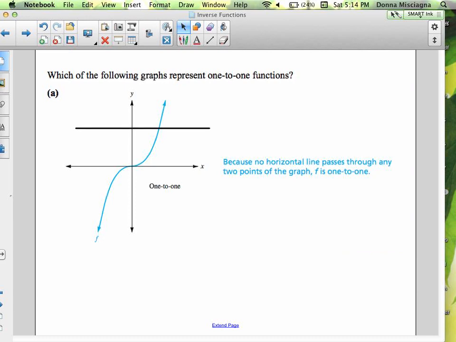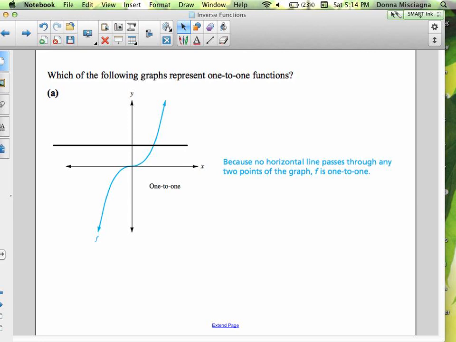All right, so I'm going to go over my writing there. Watch the line go. Do you see it intersecting two points? No, just one point here. That's just one point. It's a little flattened out there as it's drawn. But look at that: everywhere, just one point. So because no horizontal line, because I dragged the same line to show you all the different lines, passes through any two points of the graph, f is one-to-one.